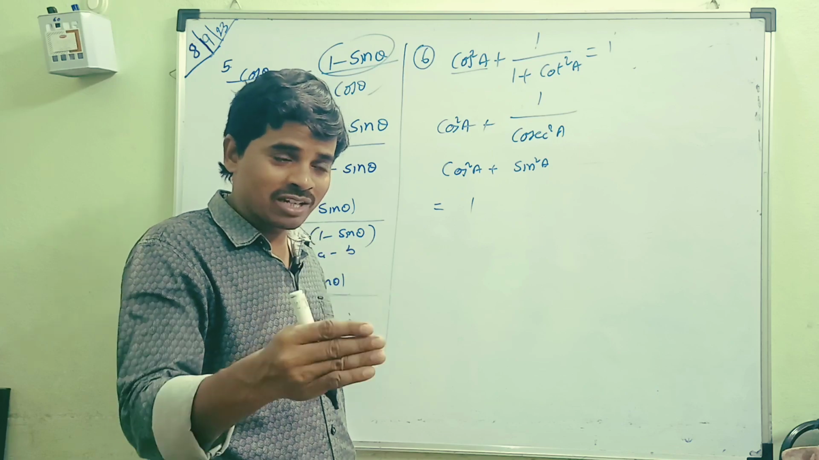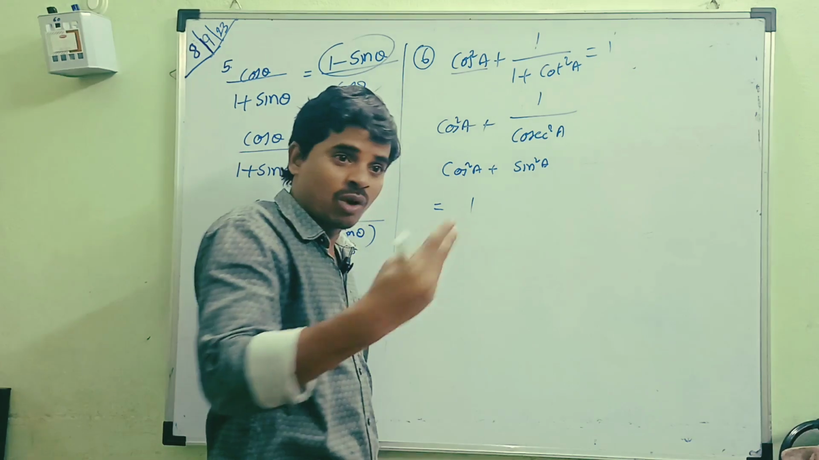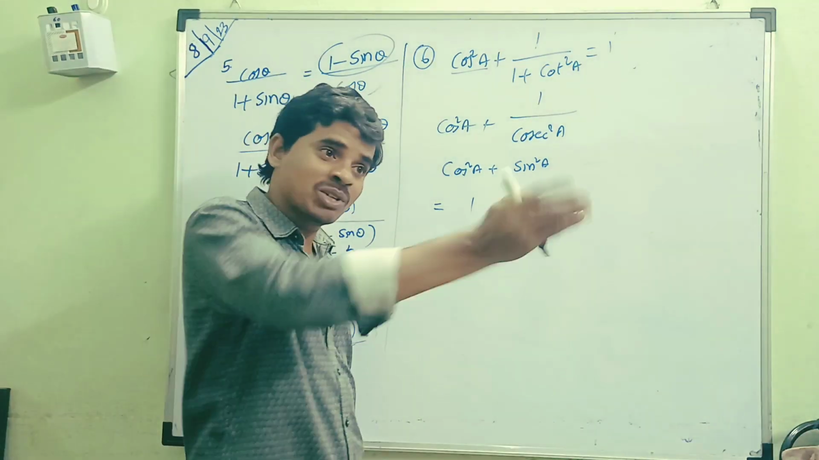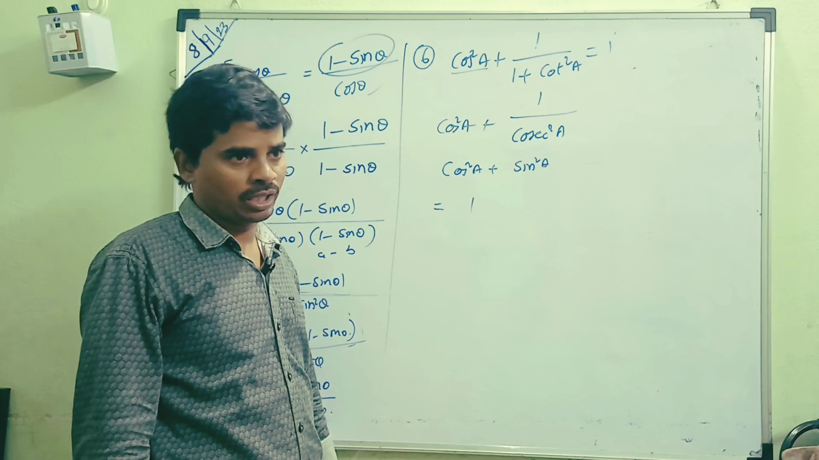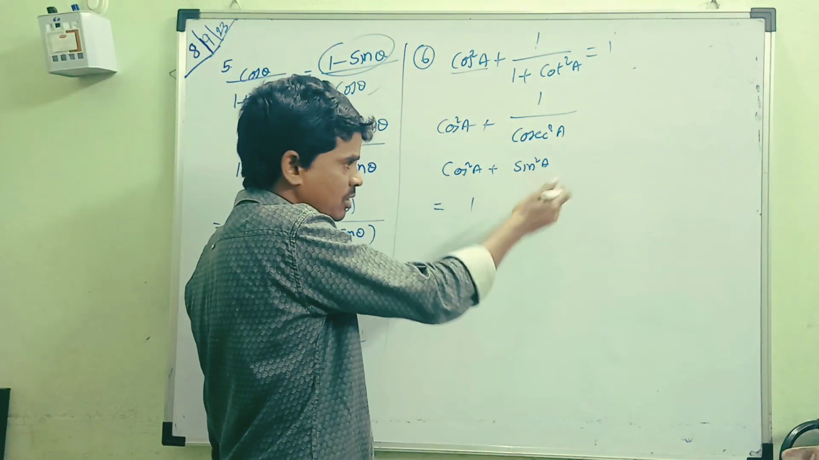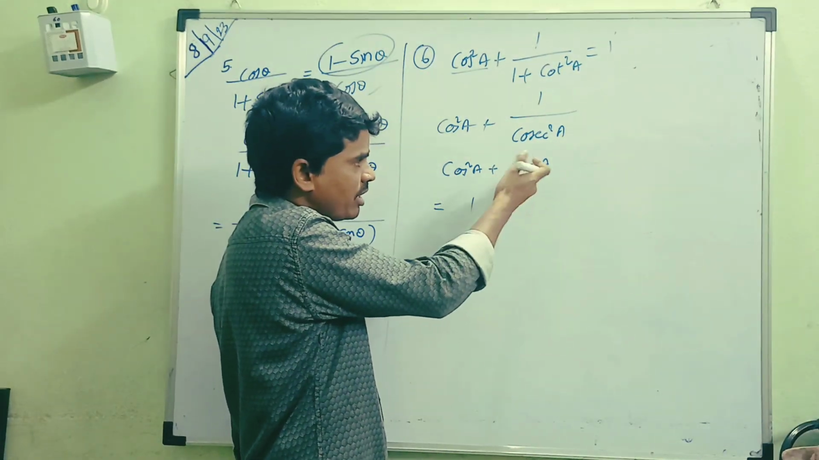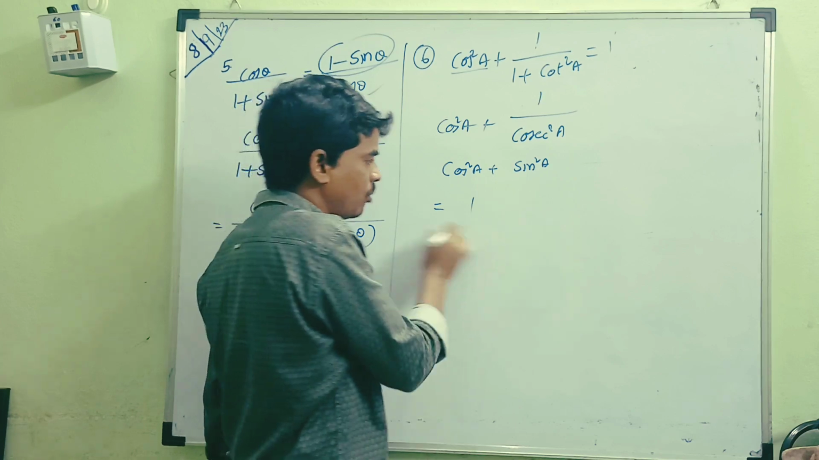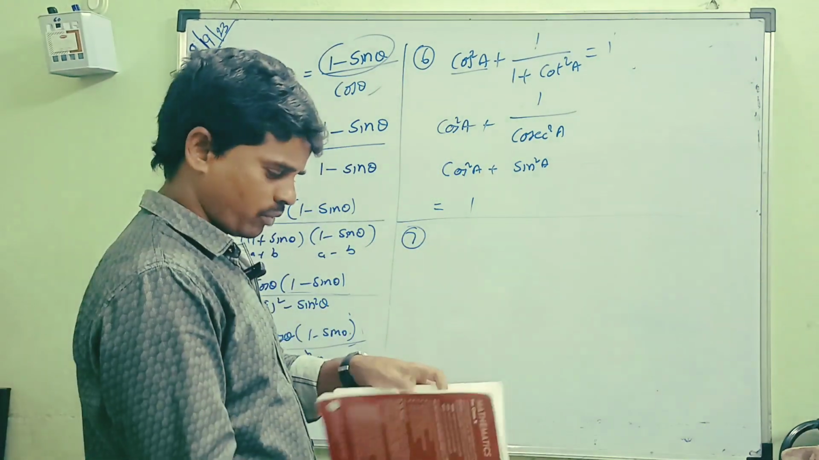And some people don't accept that cos square A plus sin square A is also 1, because they think the formula is sin square A plus cos square A is 1. Okay? That is not a problem. Cos square A plus sin square A or sin square A plus cos square A, both are equal to 1 only, just like 2 plus 3 or 3 plus 2 are the same. Okay. Now the question number 7 from the R.D. Sharma.